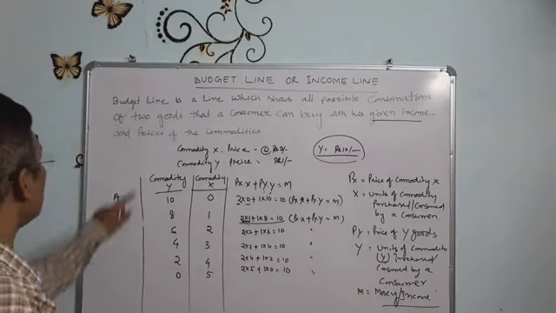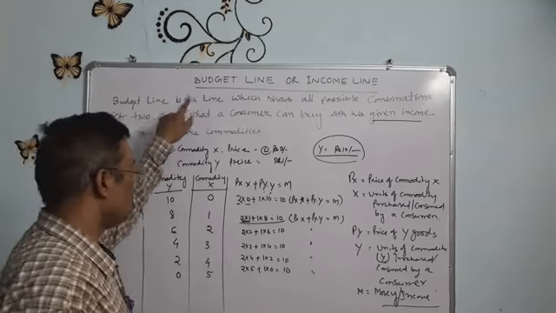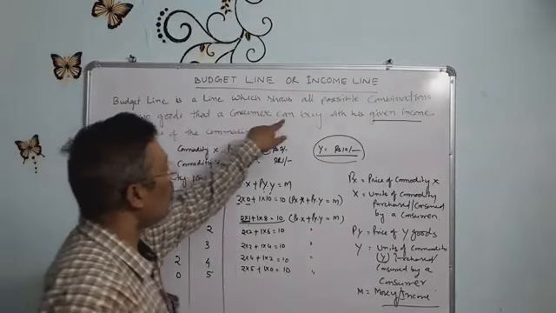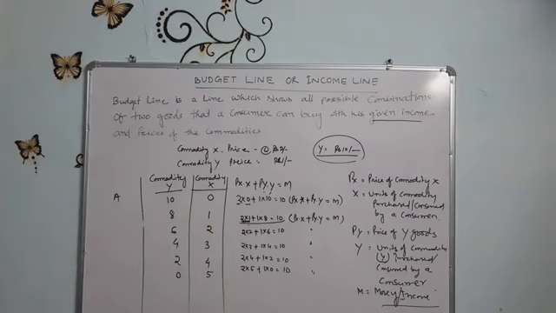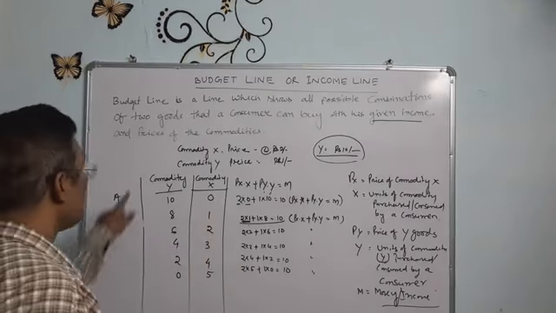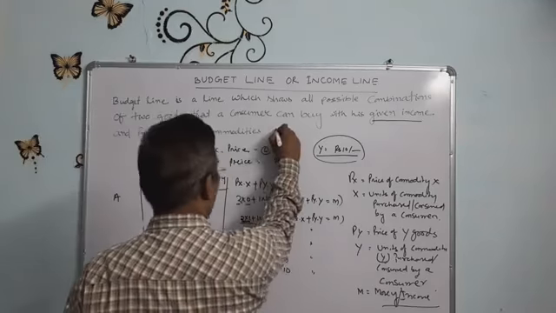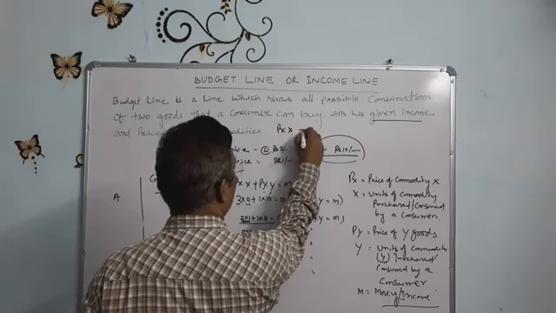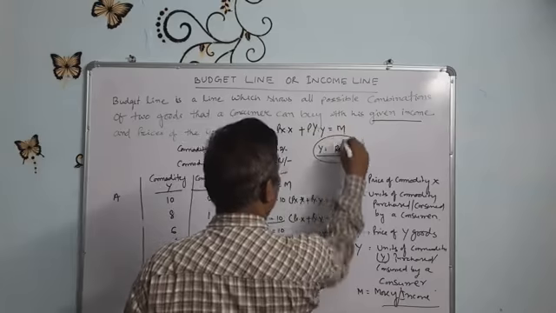So as per our meaning, budget line is a line. What is the line? I will put it in the diagram, which shows all the possible combinations of two goods that a consumer can buy with his given income and prices of commodities. And we can write it as Px into X plus Py into Y equal to M.